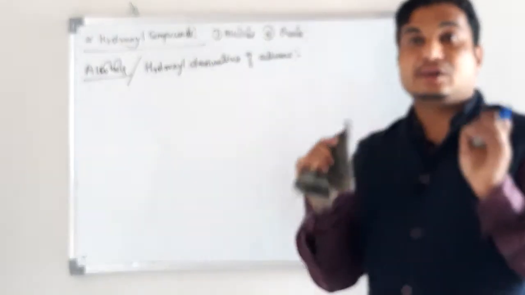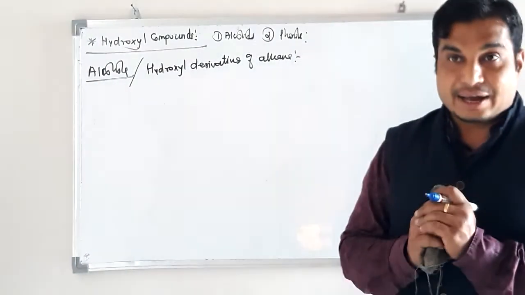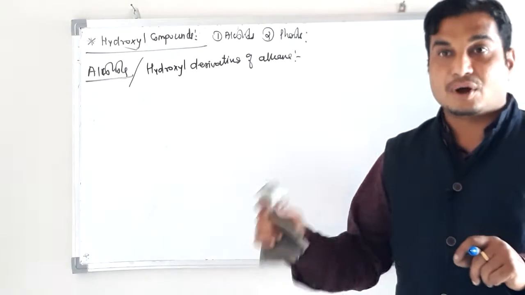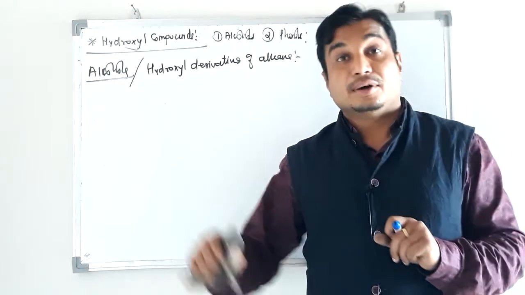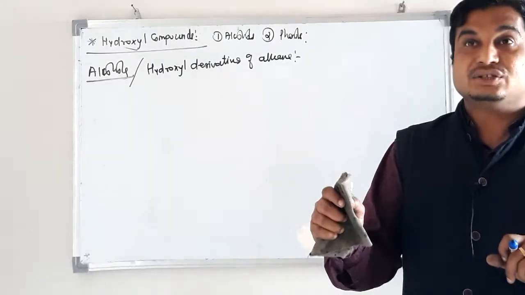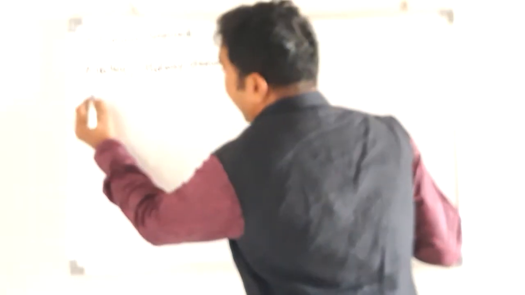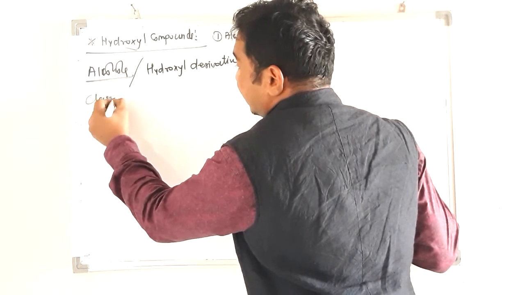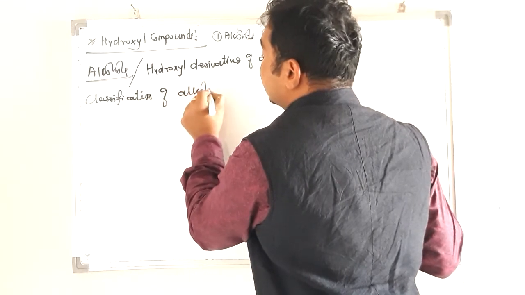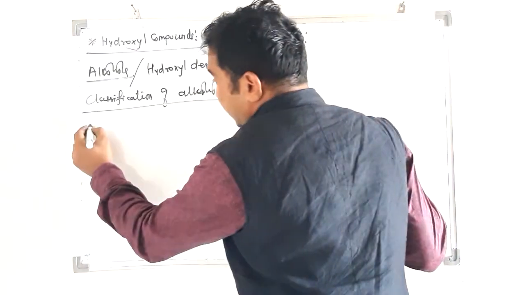So, what are alcohols? Alcohols are derivatives of aliphatic hydrocarbon or alkane, which are obtained by replacing one or more hydrogen atoms from aliphatic hydrocarbon by the same number of hydroxyl groups, that is called alcohols. Okay, and alcohols are classified. Classification of alcohols: how are alcohols classified? Alcohols are classified into various types.